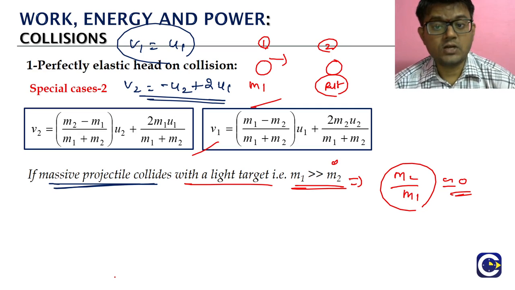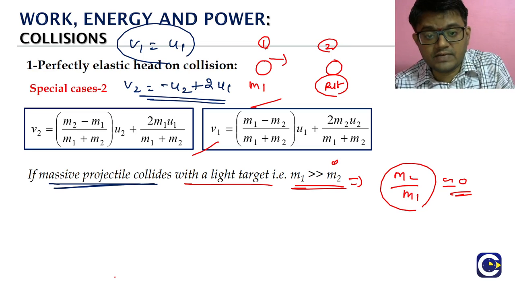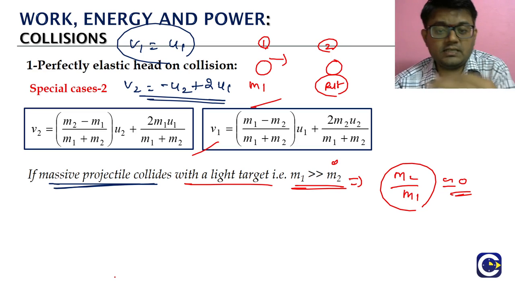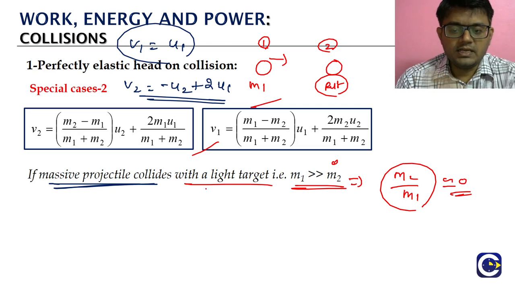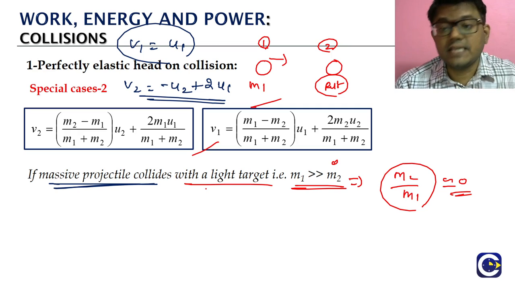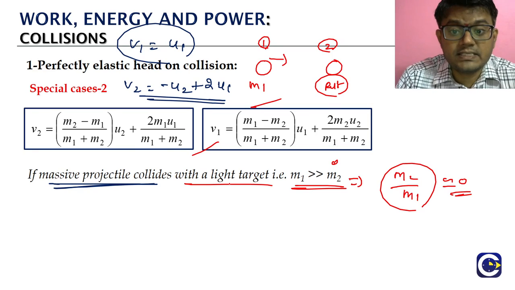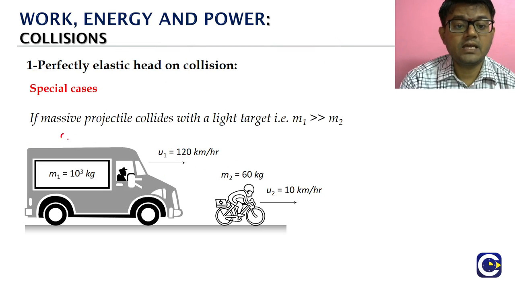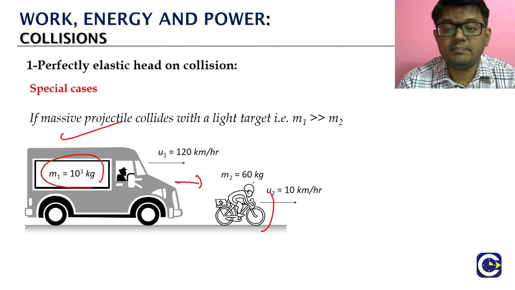So whenever you have a perfectly elastic head on collision between two objects, one of which is a heavier one, in this case we are taking the projectile, the one that is coming faster, to be the heavier one, after collision its velocity does not change. Only the lighter target will change its velocity. Okay? So the best example, do you know, is an unfortunate example also. Look, if you have a lorry or a truck, the heavier mass, 10 power 3 kg, coming and hitting a person on a bike.